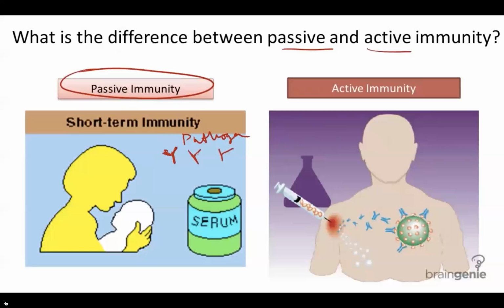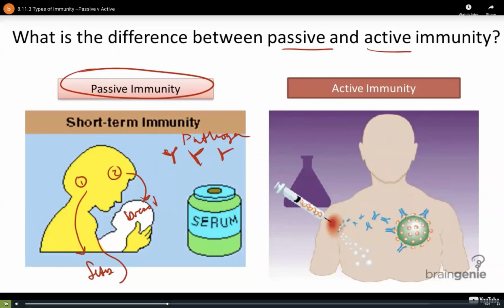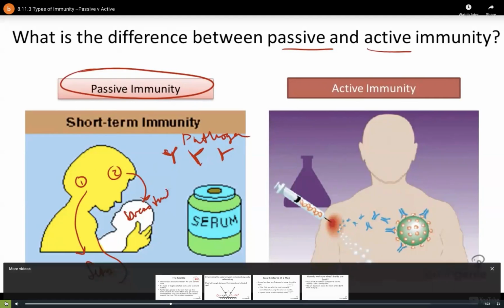So an example is a fetus inside her mother's womb receiving antibodies from her mother through the placenta. Another example is a mother transferring her antibodies to the born child through breast milk. Now, real quick, that's also how you can transmit pathogens as well.